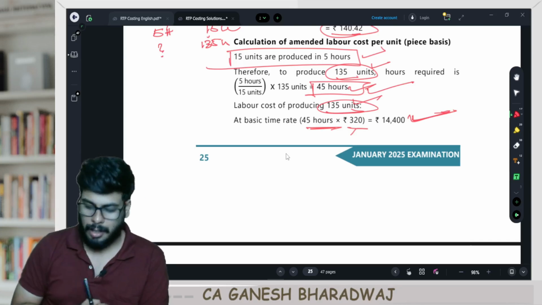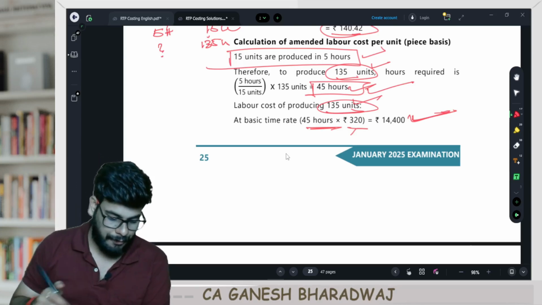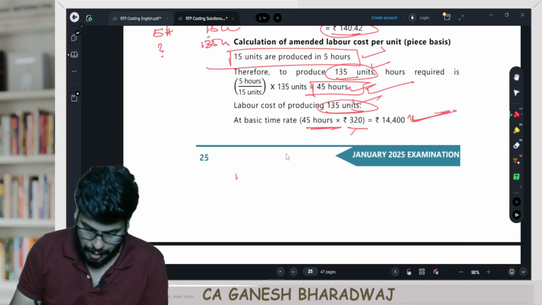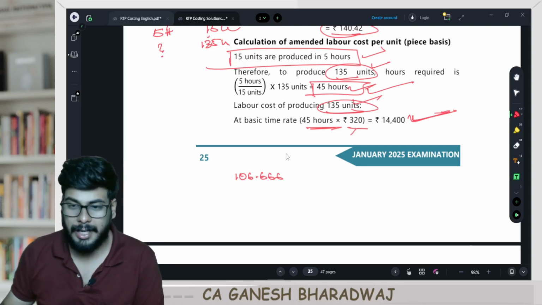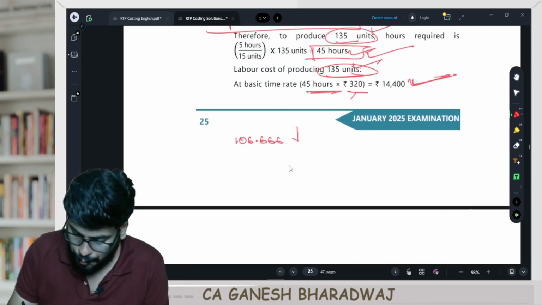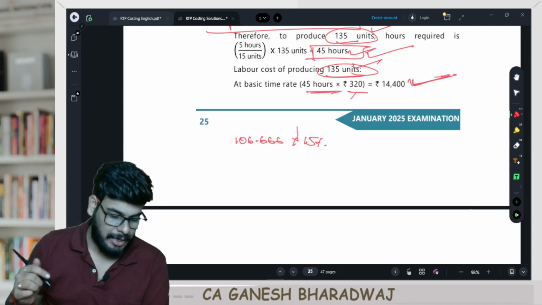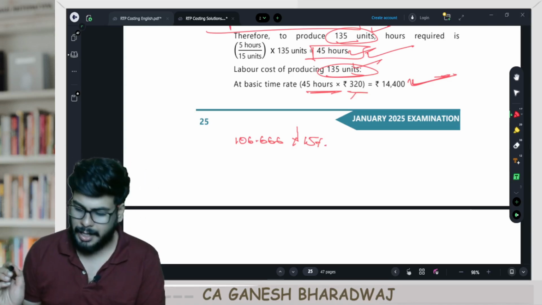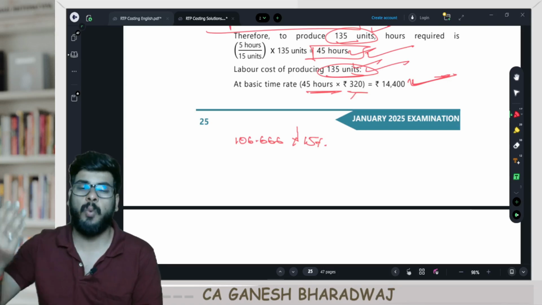So per unit, how much is the piece rate? 14,400 divided by 135, that is going to be, ideally speaking, 106.666666 is going to be the basic piece rate. Now 15% of this is what the company is willing to pay as bonus. So into 15% for every single unit into 0.15, that comes out to be 15.999999, right?